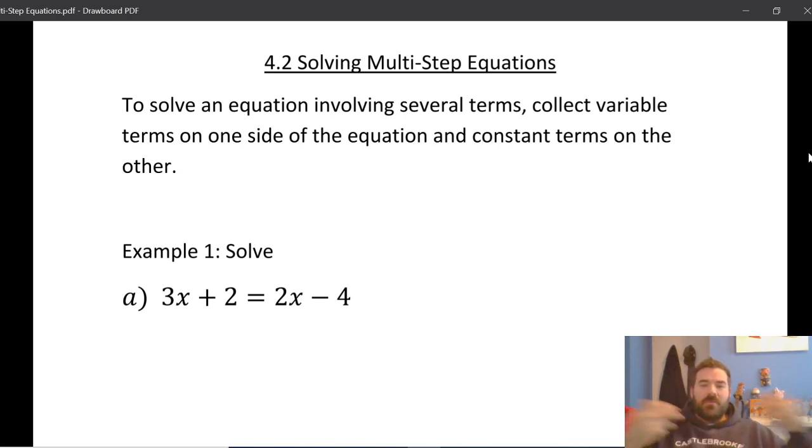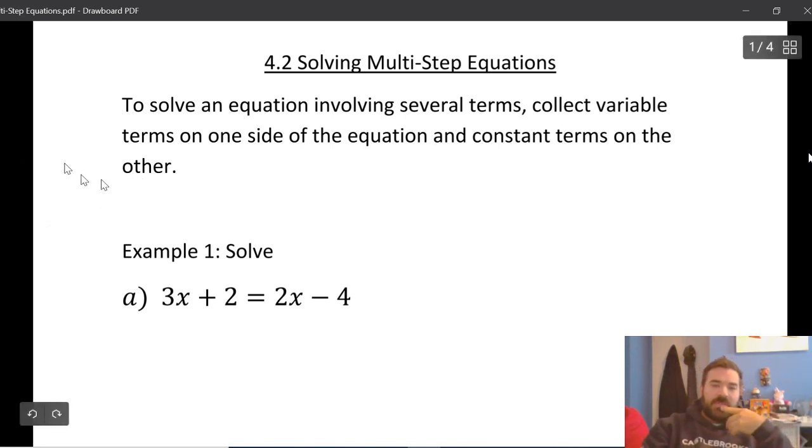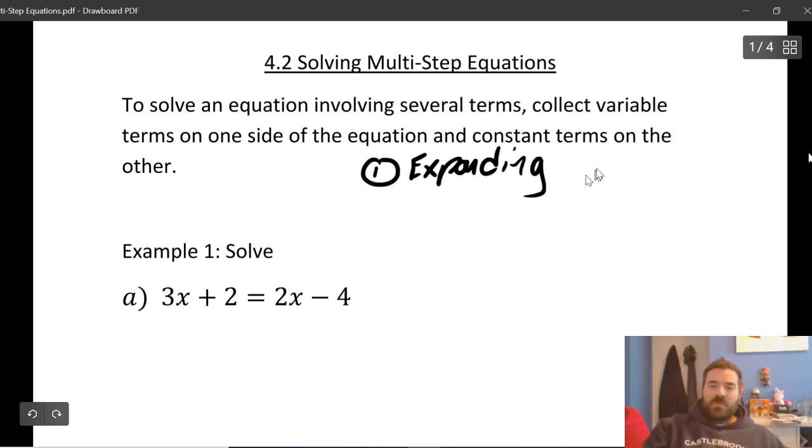So let's go over the steps for solving multi-step equations. The first thing you're always going to want to do is do any expansion you can. So the very first step in multi-step equations is distribution if you can, and we call that expanding. The words are pretty much interchangeable, expanding or distribution.